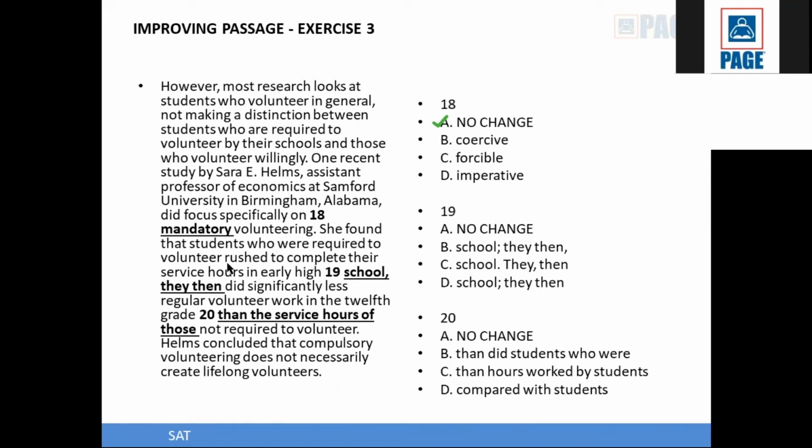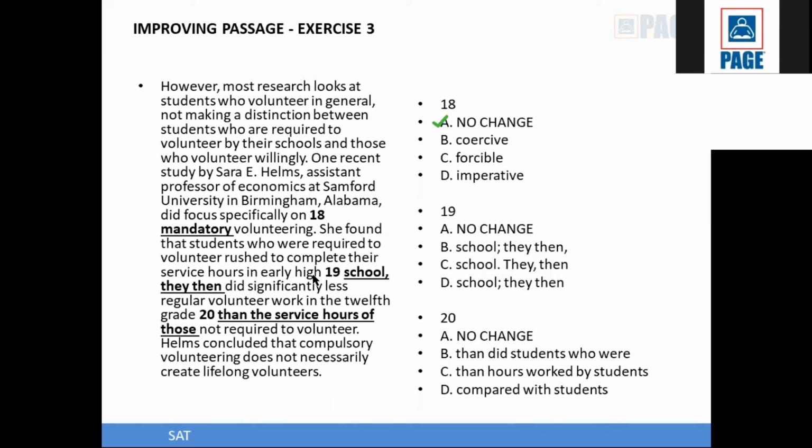Next one. What is there? Where is the comma? We have got a comma here. So starting sentence. She found the students who are required to volunteer rush to complete their service hours in early high school, comma, they then did significantly less regular volunteer work in 12th grade. So we have got a comma here. So our answer must be related to punctuation mark. Do we need a full stop or semicolon, or we go with a comma?